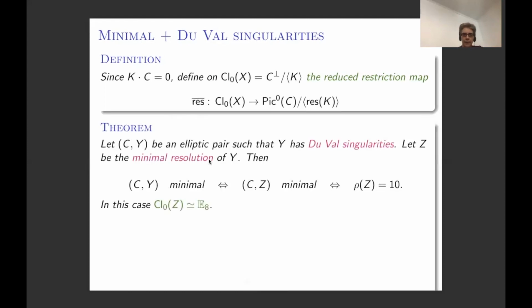And so then the theorem is that if you have an elliptic pair with Duval singularities, if you take the minimal resolution, then the elliptic pair we started with is minimal if and only if its resolution is a minimal elliptic pair. And this is equivalent to, in fact, the Picard number of Z being 10. It's essentially a blowup of P2 at 9 points.